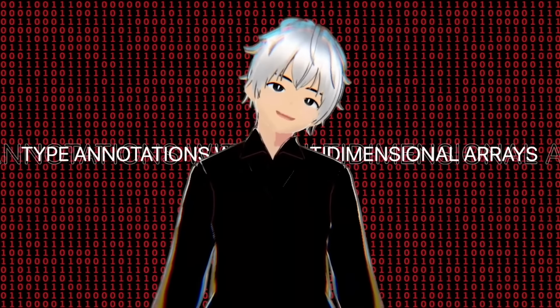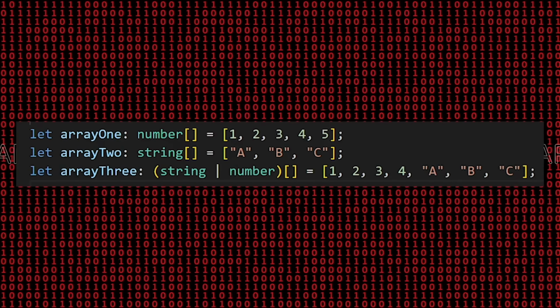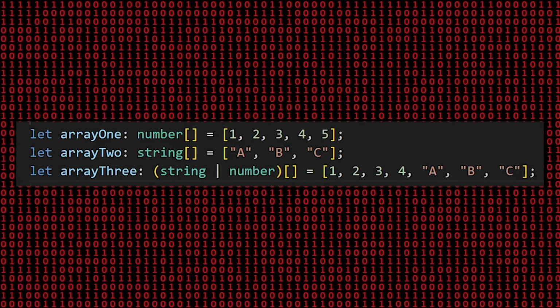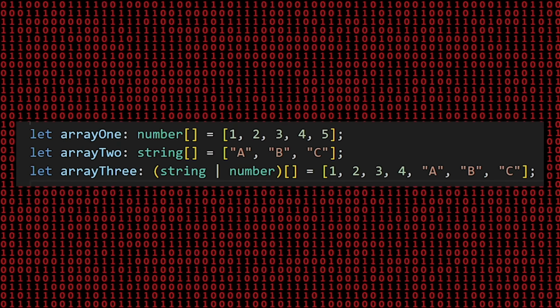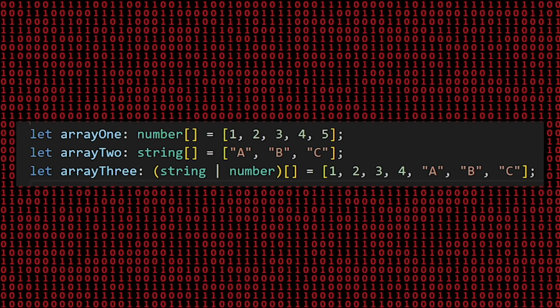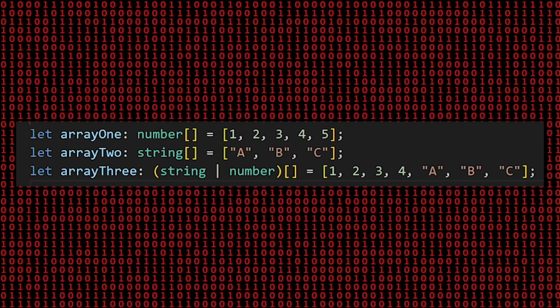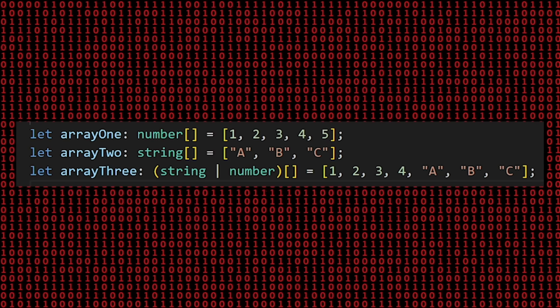Type annotation with multidimensional arrays. In this code, array1 is declared as an array of numbers, annotated with type number. This means it can only contain a numeric type. Array2 is declared as an array of strings, annotated with string array type. It should only contain string values.